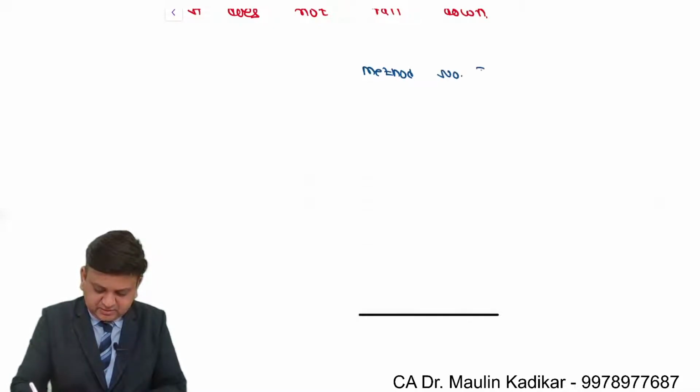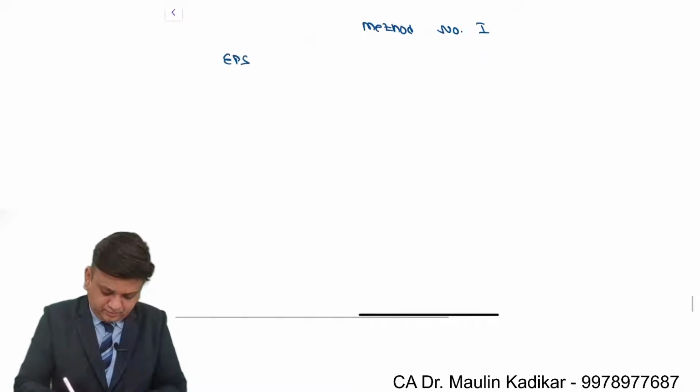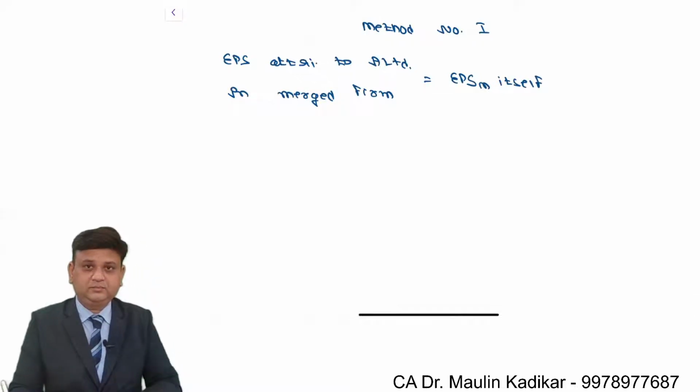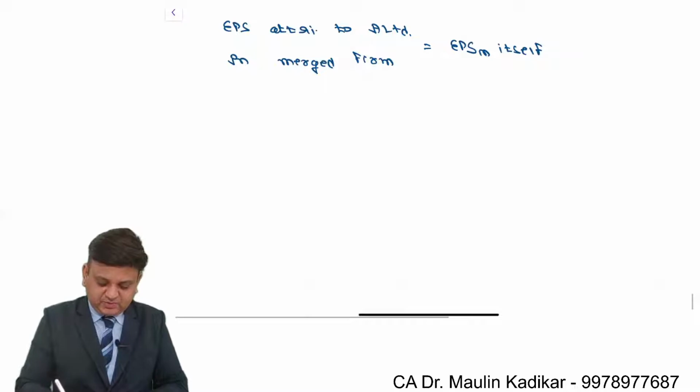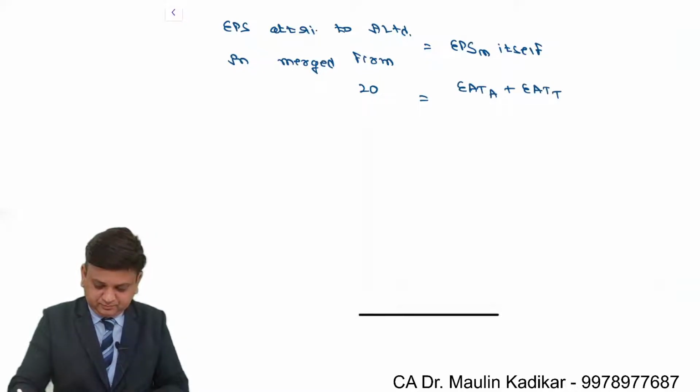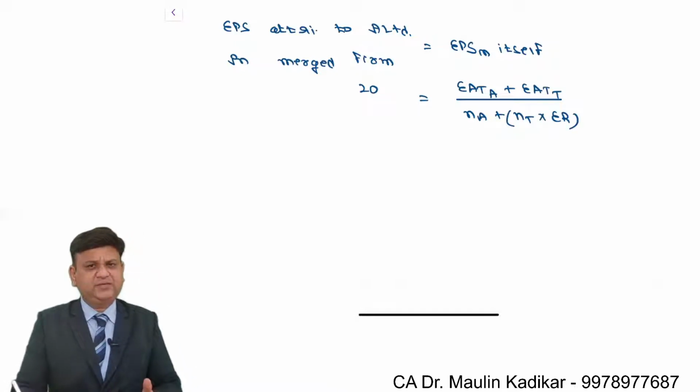Method number one, detailed method. EPS attributable to A Limited in merged form is the EPS of the merged firm itself. A Limited wants that it should be at least 20 rupees. EPS of the merged firm is found as EAT of A plus EAT of T divided by number of shares of A plus number of shares of T into exchange ratio. This is the way it is calculated.